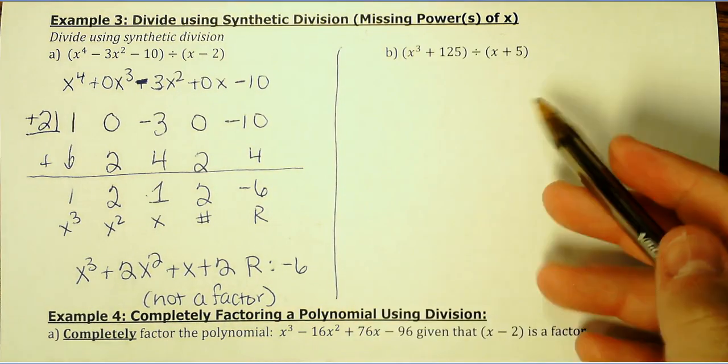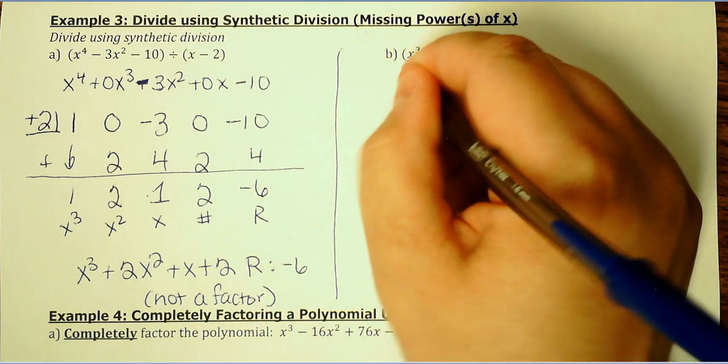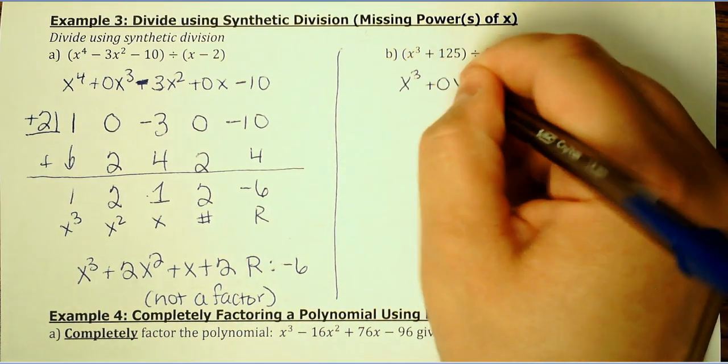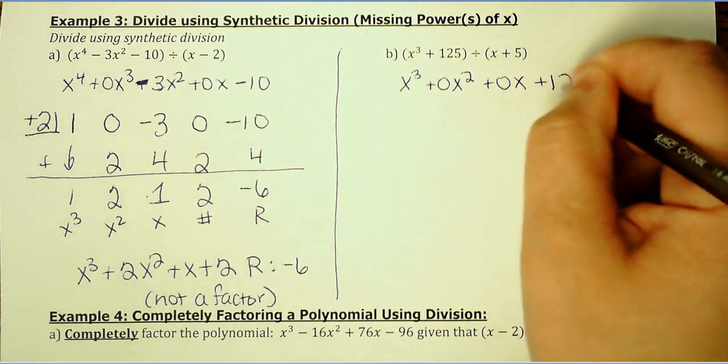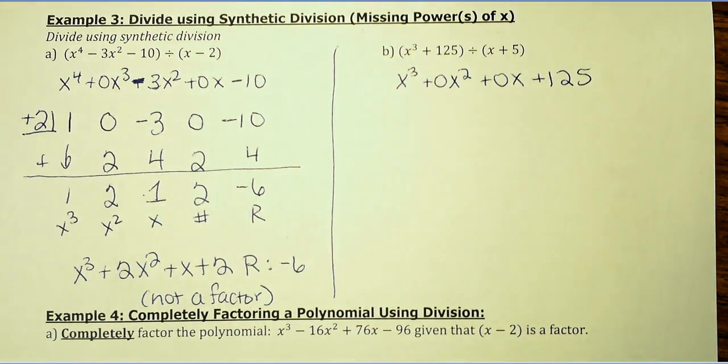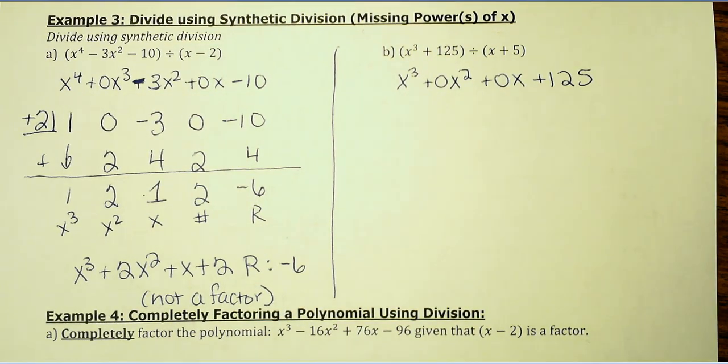And then I've got one more example here. Now this is x cubed, but I have no x squared and I have no x, and then I have 125. So any missing powers of x, don't forget you're going to have to represent those with a 0 when you're doing the synthetic division.